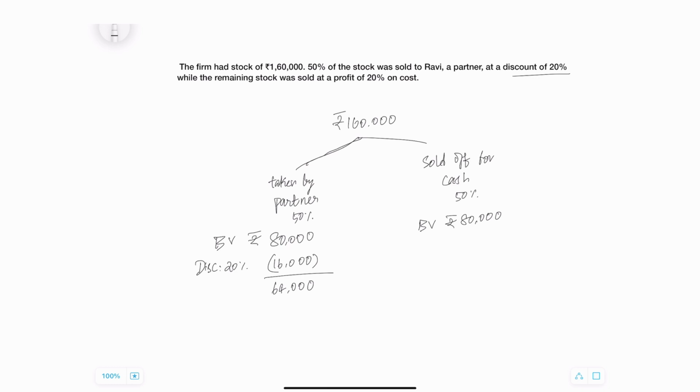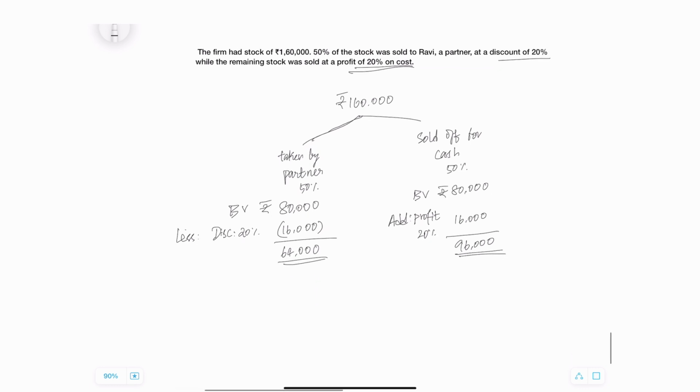The other 50% is being sold in the market, and we managed to get a profit of 20% on cost. Therefore, this is subtract and this is add because it is profit. A profit of 20%, which is another 16,000. But this one we managed to get 96,000 overall. Now we have figured out what are the final amounts for each of the distribution. We just need to find out what is the final entry.